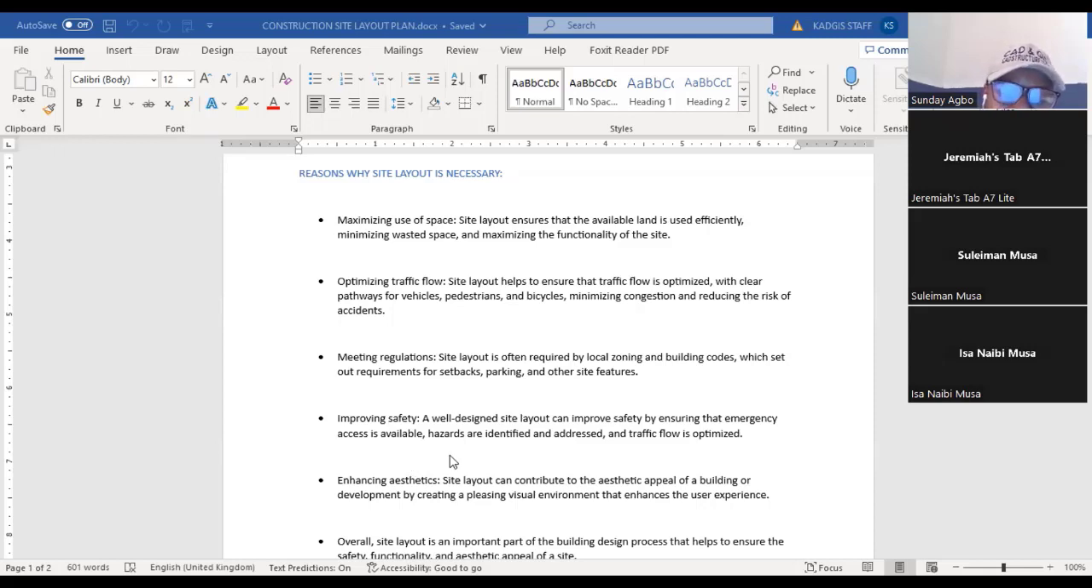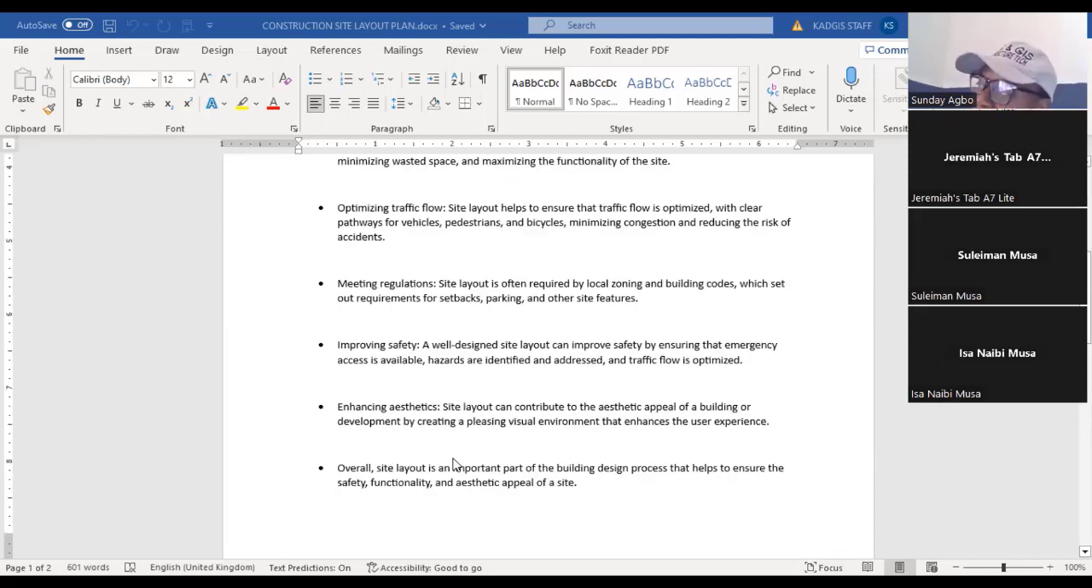Enhancing aesthetics. When there is a good site layout and proper effective work in your site, you discover that the building or the project itself will actually look fine.